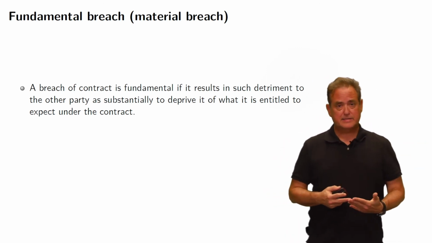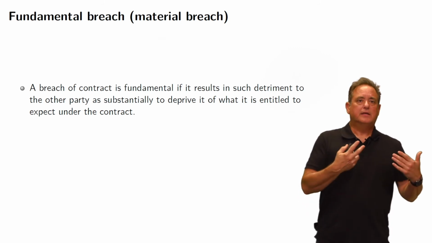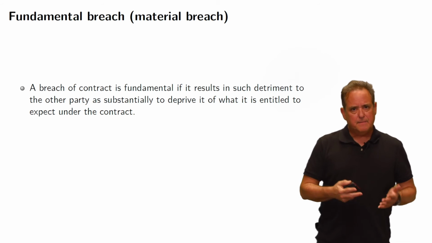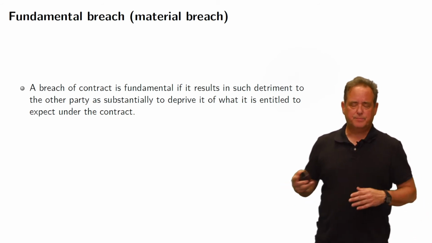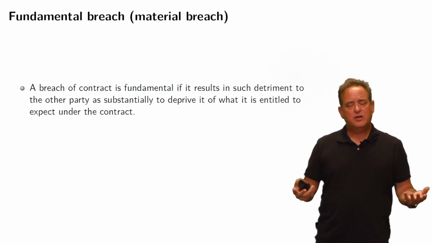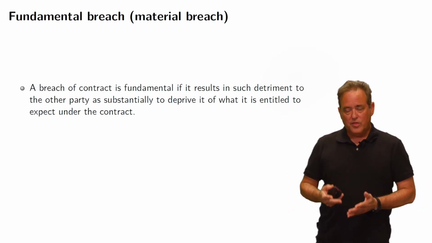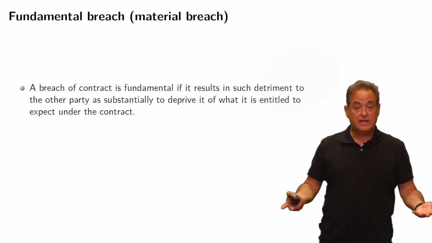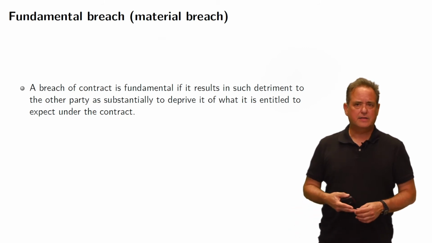So again, going back to the same thing, in the normal case of a buyer and a seller, if the buyer breaches and fails to pay, that's a fundamental breach. If the seller fails to ship the goods, that's a fundamental breach. Because in those cases, the buyer and the seller did not get the thing that they expected to get as a result of the contract. They didn't even get part of the thing. They were deprived of the entire thing.